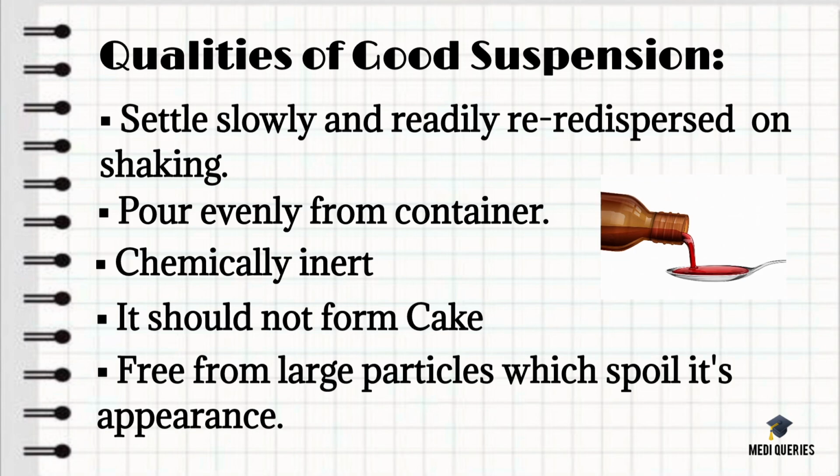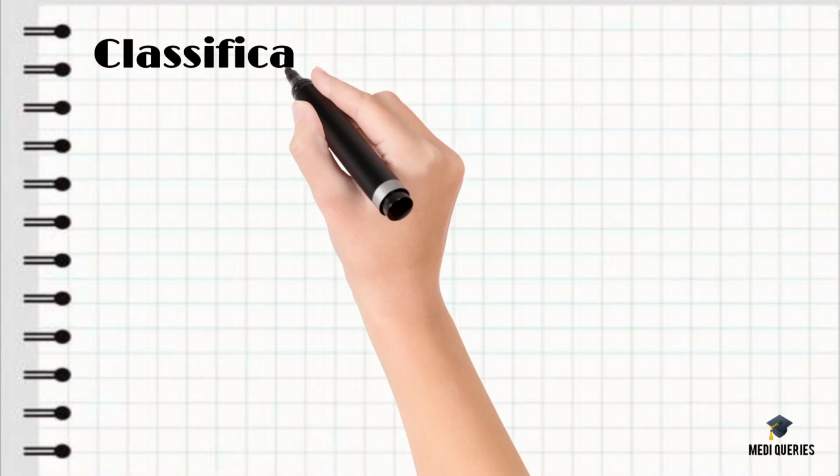The particles should not form a cake. It should be free from large particles, which spoil its appearance, give a gritty taste to an oral preparation, and also cause irritation to sensitive tissues when applied externally. So these are all the qualities of a good suspension.